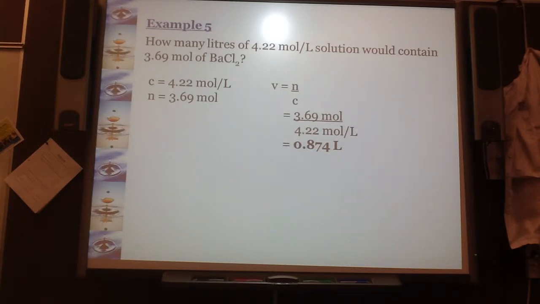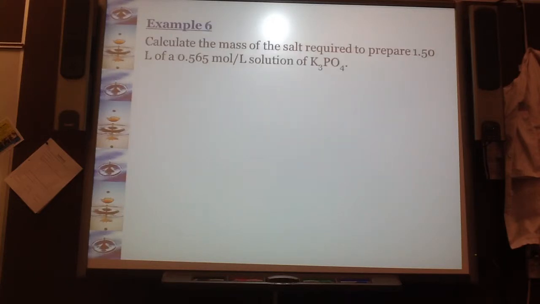And last one. Good to go. Okay, so the last one, calculate the mass of the salt required to prepare 1.5 liters of 0.565 moles per liter solution of potassium phosphate. Now when it says salt, this is an ionic compound that was produced probably from an acid-base neutralization. So it's saying this salt is potassium phosphate. So it could have been reworded to say, calculate the mass of potassium phosphate required to produce that solution.